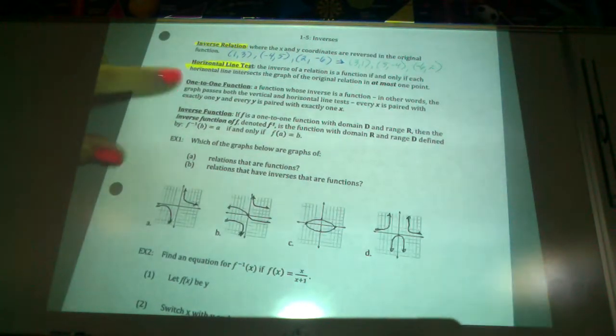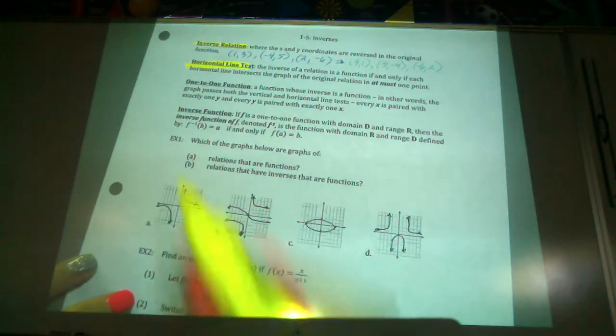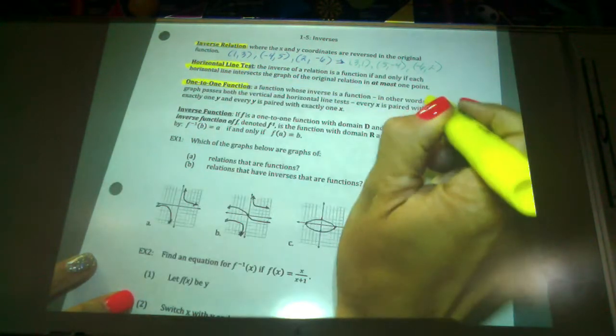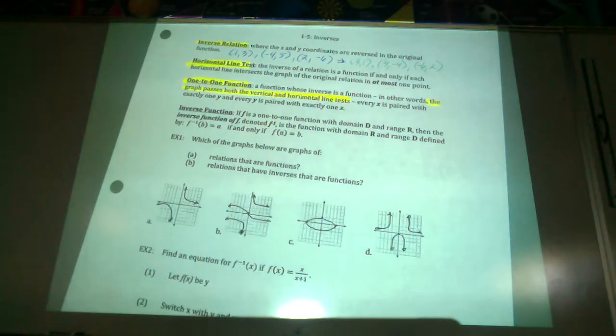Then we have one-to-one. A function is one-to-one whenever the original function passes both the horizontal and the vertical line test. So it has to pass both of them. So one-to-one if the graph passes both the vertical and the horizontal line tests. Every x is paired with exactly one y, and every y is paired with exactly one x. It has to pass both to be one-to-one. So you can have a function. The original relation can be a function, but it may not be one-to-one with its inverse. Well, we can test that if it passes both horizontal and vertical line tests, just graphically.